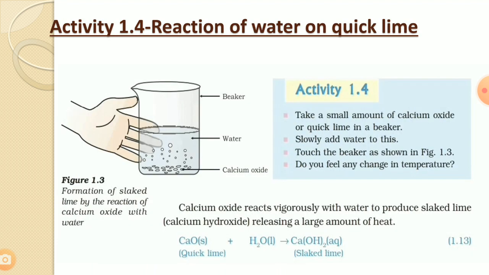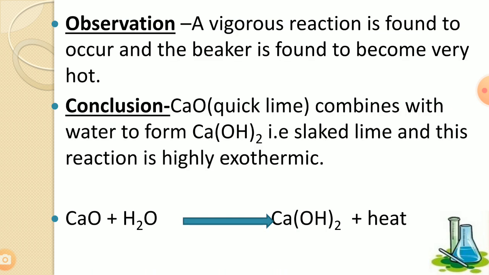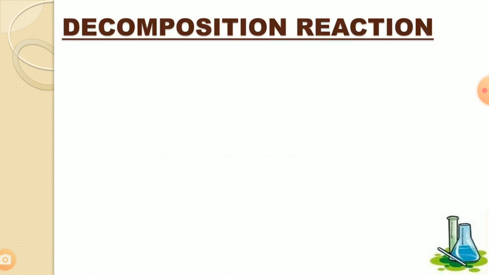Now this is activity 1.4, in which the reaction of water with quicklime is shown. So when water is added to the quicklime, the reaction becomes very vigorous, which means a large amount of energy is produced, and the reaction is known as exothermic, highly exothermic, along with the formation of slaked lime, which is shown in the equation. Next we have decomposition reaction.